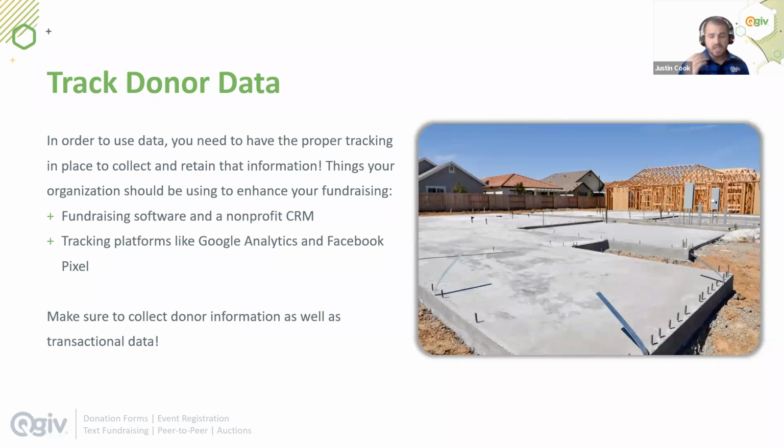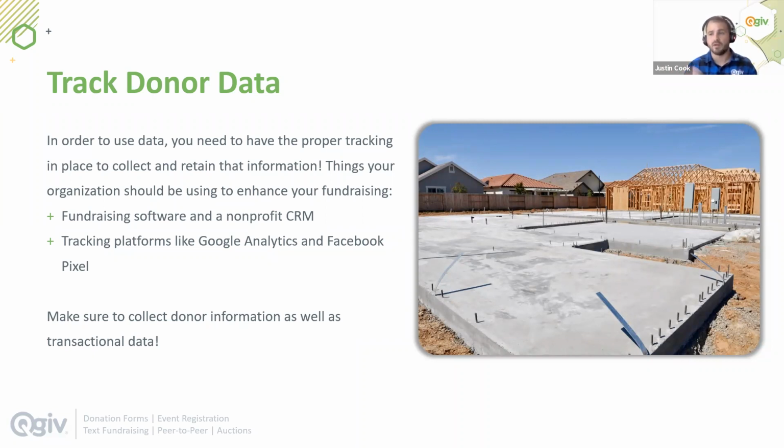And you also need to implement tracking platforms like Google Analytics and Facebook Pixel. So where you're going to see in the fundraising software and nonprofit CRM, you're going to get really great donor information. But you also need to understand how your fundraising channels are performing. And through Google Analytics and Facebook Pixel and there's Twitter Analytics as well. There's a couple of different platforms that you can use, Google Analytics being my preference of choice, but you will be able to dive deeper into how your organization is doing across different channels and sending out your appeals.